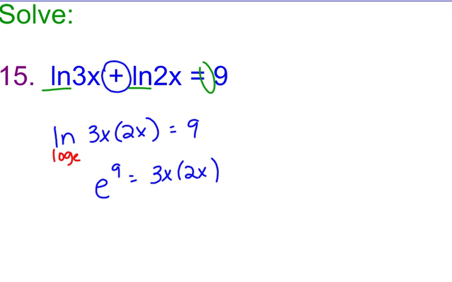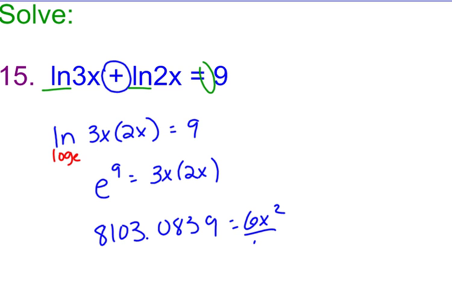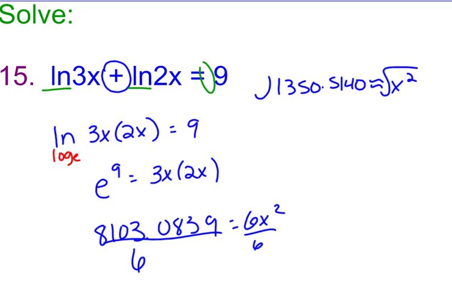When I plug in e to the 9th in my calculator, I got 8103.0839. And that's going to actually equal 6x squared. I'm just going to go ahead and take that 3x times that 2x. So what I would do is I would first divide both sides by 6. So I do that on my calculator again. And I'm getting 1350.5140 is what x squared equals. So we're going to square root both sides.